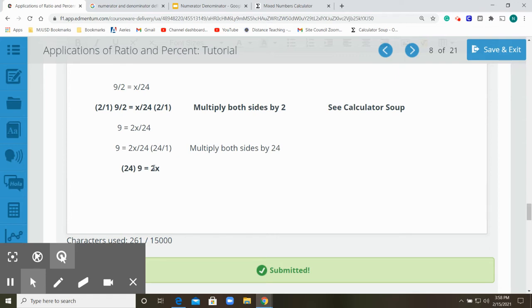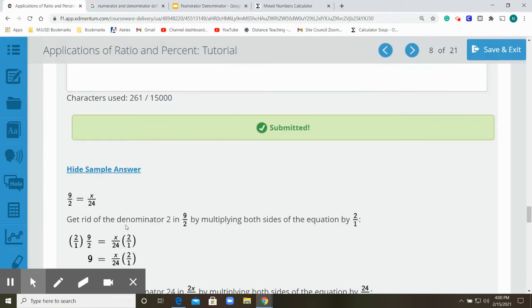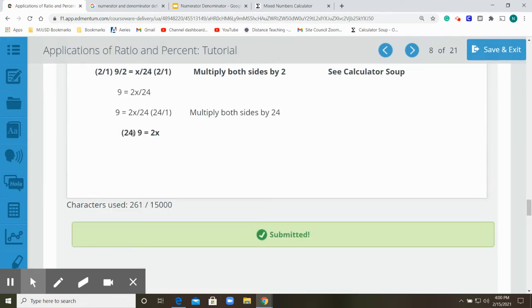24 times 9 equals 2 times x, or 2x. Again, multiplying by the 24 over 1 cancels out this 24 right here. If we show our sample answer, you can see the steps in a little bit cleaner format, leaving us with 24 parentheses 9 equals 2x. That's the same as 24 times 9 equals 2x. In mine, I have 24 in the parentheses. Doesn't matter, same thing.